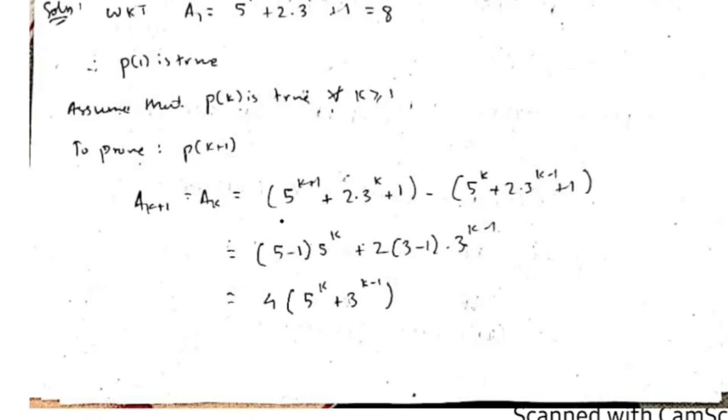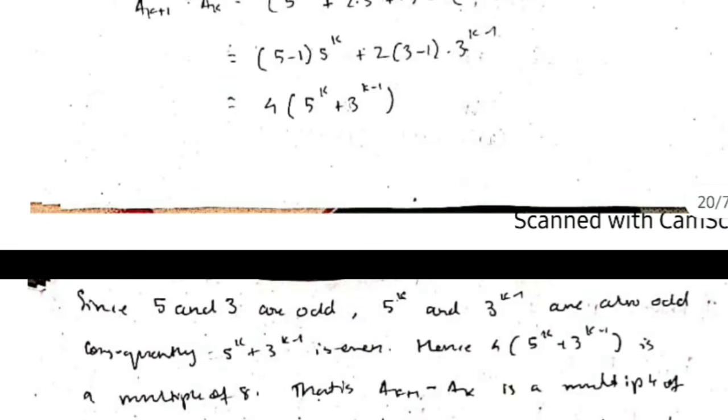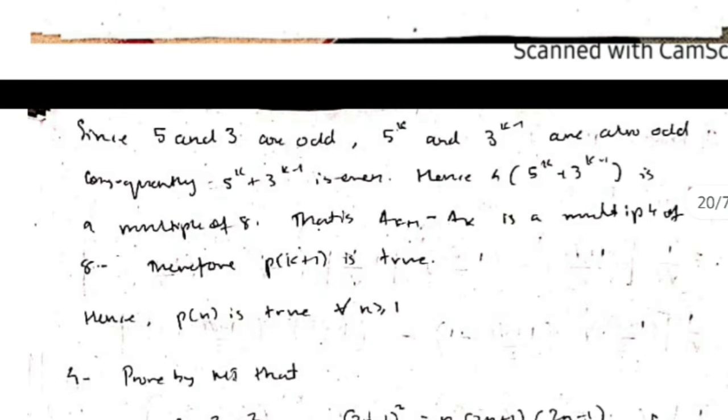Now see, when you expand it and take 5 raised to k as common, you will get here 4. And here also you will get 2 into 2 which is 4. Since we got 4 and we need a multiple of 8, we have to observe this. On observation of the terms 5 raised to k and 3 raised to k minus 1, see here 5 and 3 both are odd. So their powers will also be odd.